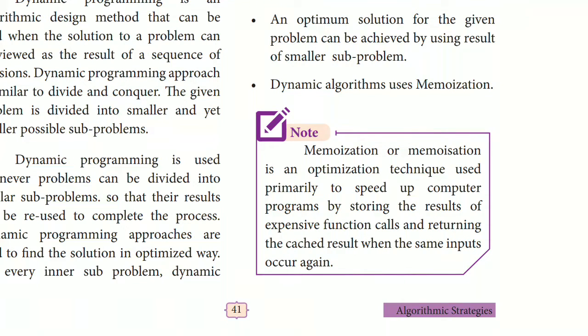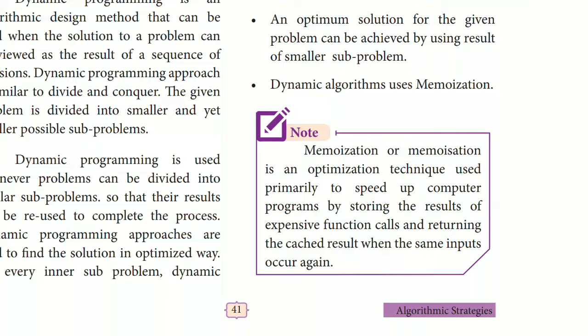Okay, so memorization means, for example, a set of programs to calculate the square of 2. The first time the computer executes this function for 2, 2 2s are 4. The answer is 4. So for the first time it will execute it, get the result, and store it.